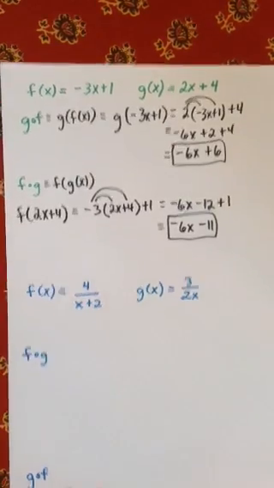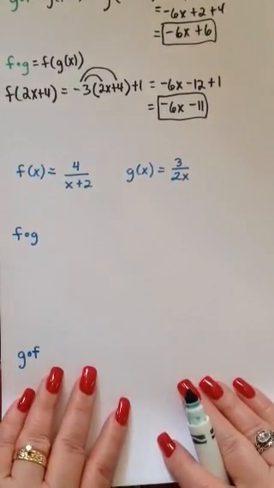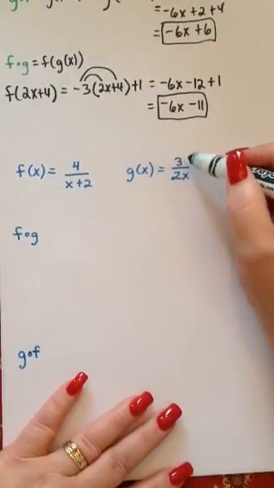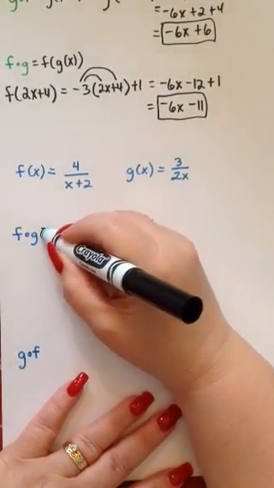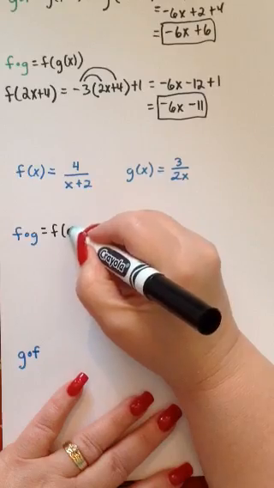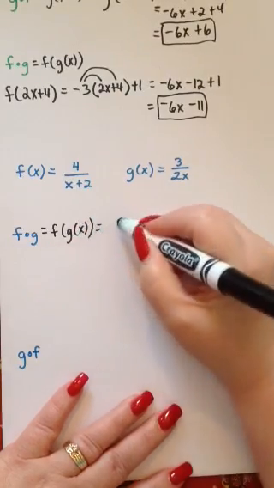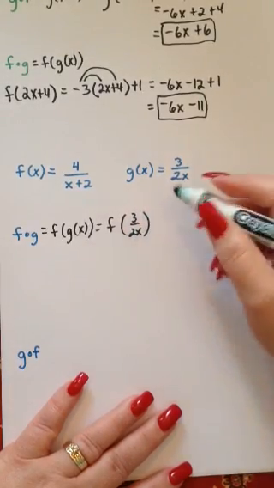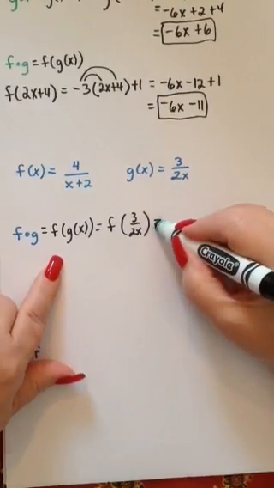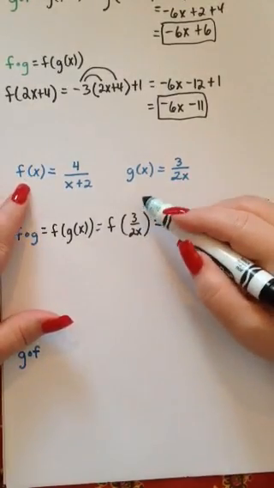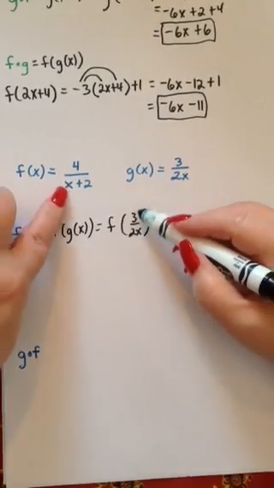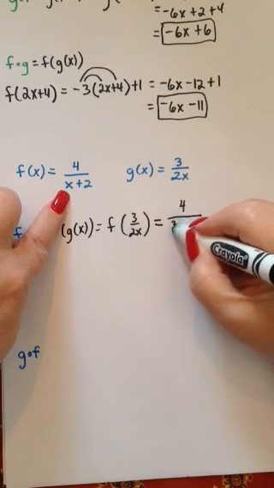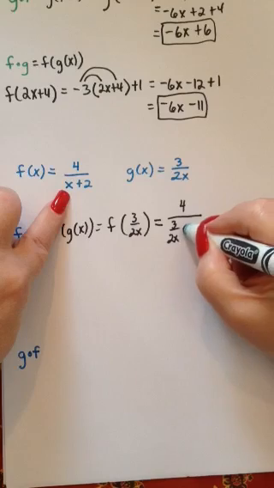All right, our next little set of problems here. They tell me f of x is 4 over x plus 2, g of x is 3 over 2x. Now we're doing the same thing, just composition of functions. So we have f of g of x here, which is f of 3 over 2x. And this is going to be equal to, then we have to put it into the f function. So everywhere they have an x here, I'm going to put 3 over 2x. So I have 4 over, instead of x, I put 3 over 2x plus 2.